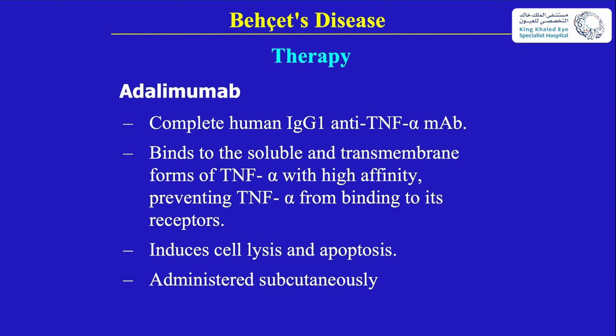Adalimumab is another anti-tumor necrosis factor alpha agent. It is completely humanized. It is given subcutaneously every other week at a dose of 40 milligram in adults. In children less than 40 kilo, 20 milligram. We use adalimumab in patients with Behcet only in those patients who become allergic to infliximab. But we prefer infliximab because it is much more effective than adalimumab.